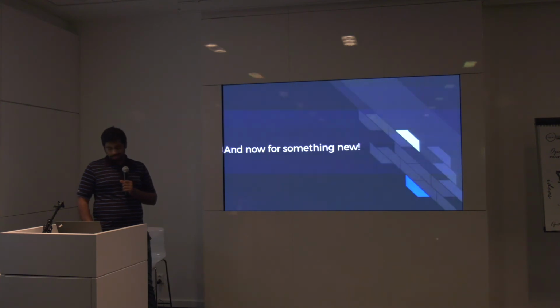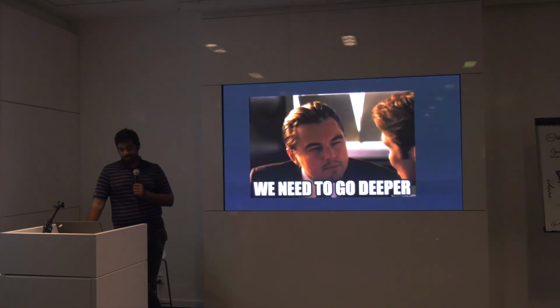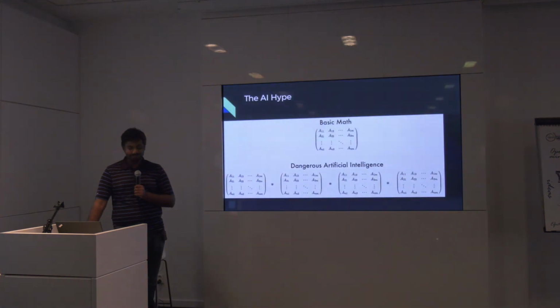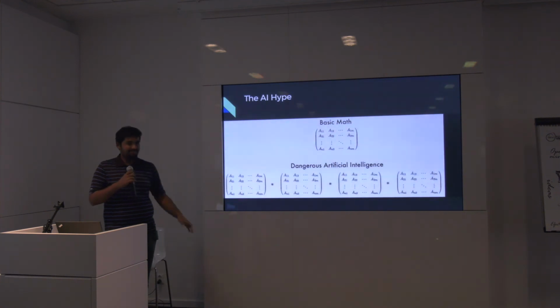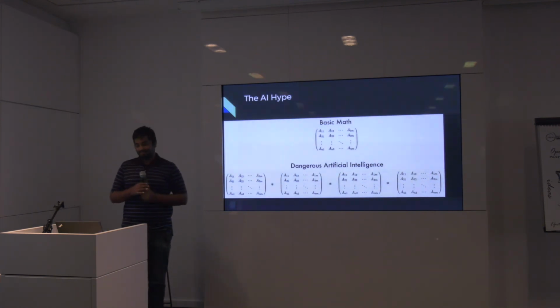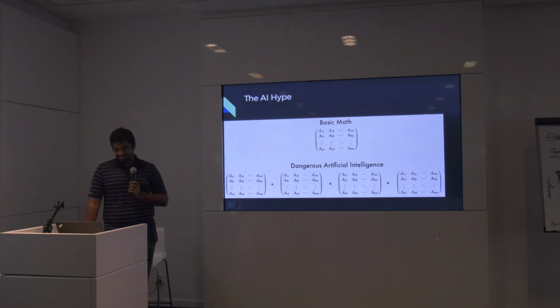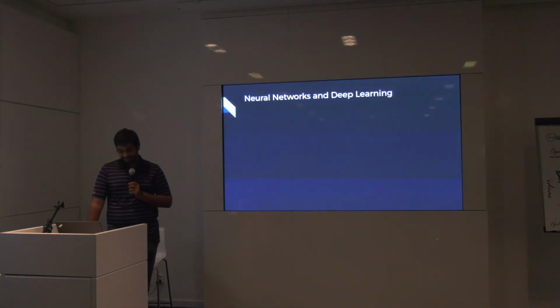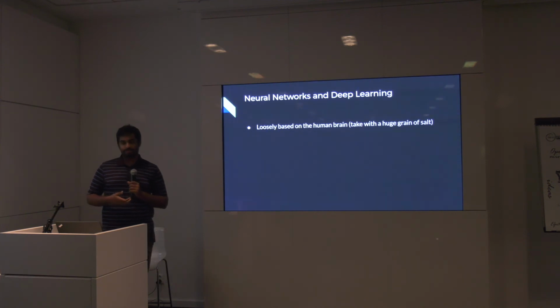Okay, and now this was all about classical machine learning algorithms. We need to go deeper, and address the AI hype. So the second line is basically what all of deep learning is. You have a bunch of matrices, then you multiply them one after another, and people go crazy because of that. I don't know why.